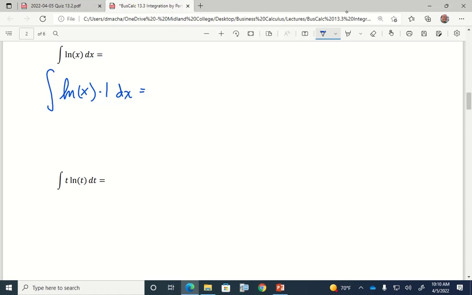So then my first part is going to be this natural log, and when I go to write my table, I'll write plus minus, I'll write natural log x. And then my second part is just going to be the number 1. And what's the derivative of natural log? 1 over x. Perfect, 1 over x. What is the antiderivative of 1? X. Perfect. It is x.